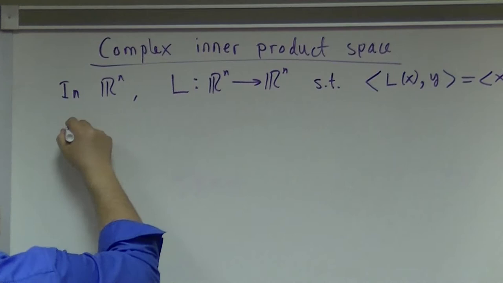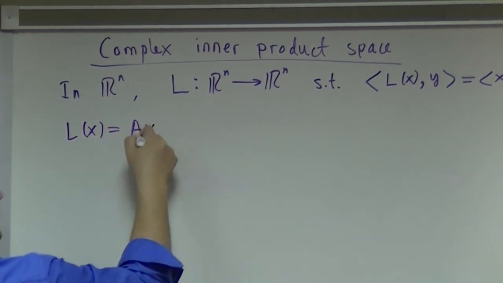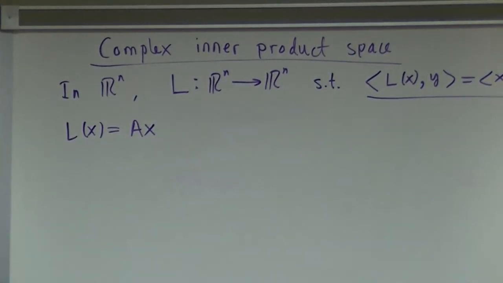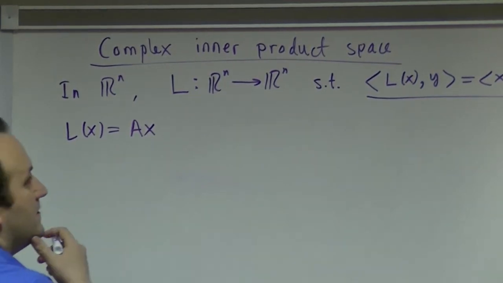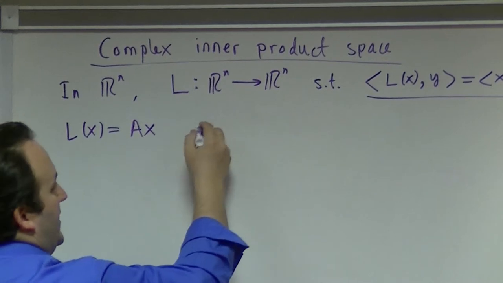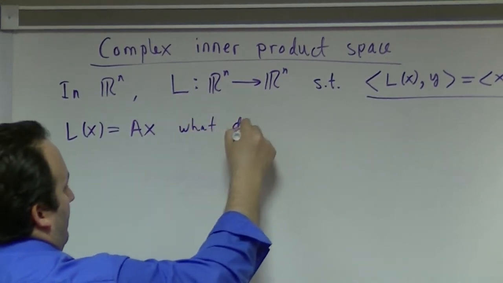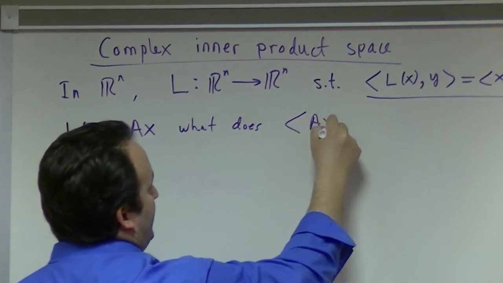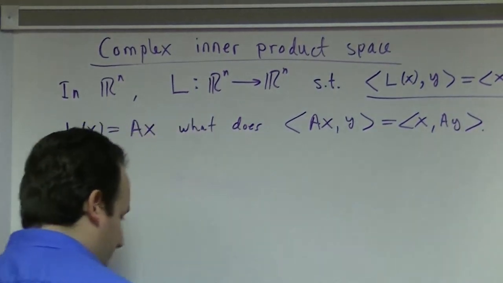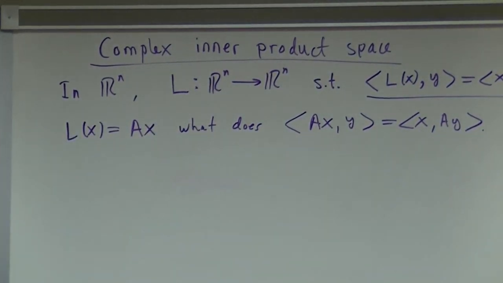So let's suppose that L of x is equal to Ax, and let's see what this condition says about L. More generically, you can ask the question: what does it say about A if Ax comma y equals x comma Ay? Well, there's a simple little lemma you can prove here.